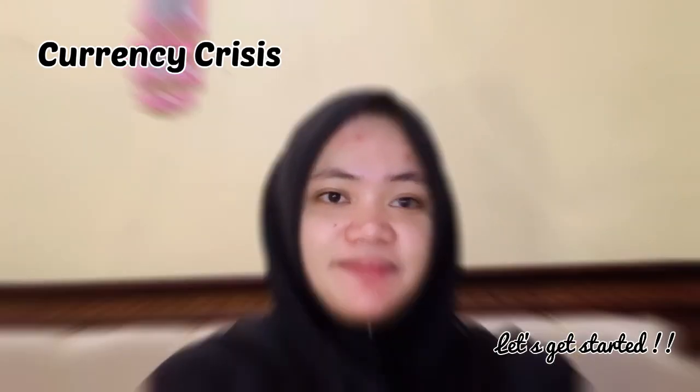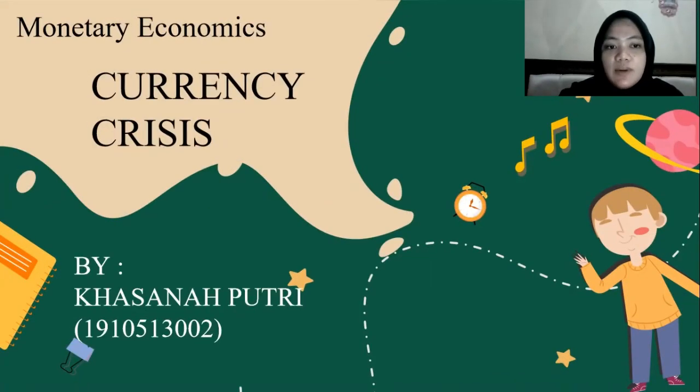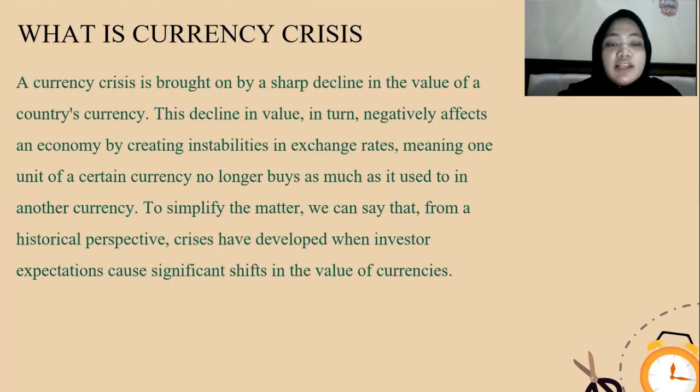In this video, I want to explain about currency crisis. So, let's get started. Okay, I will start the explanations about currency crisis. The first one is, what is currency crisis? A currency crisis is brought on by a sharp decline in the value of a country's currency. This decline in value in turn negatively affects an economy by creating instabilities in the exchange rate. Meaning one unit of a certain currency no longer buys as much as it used to in another currency.